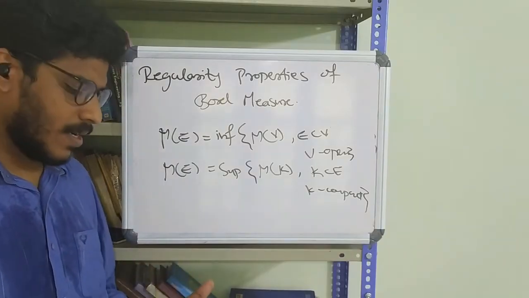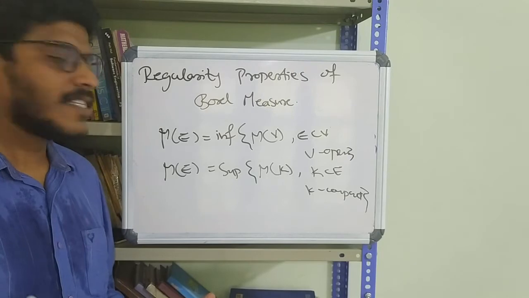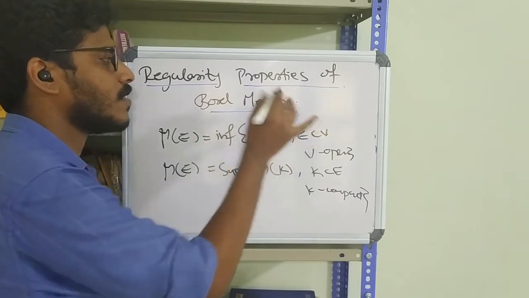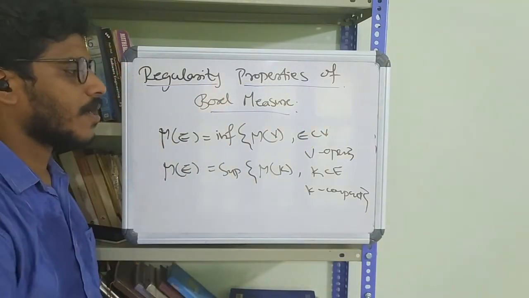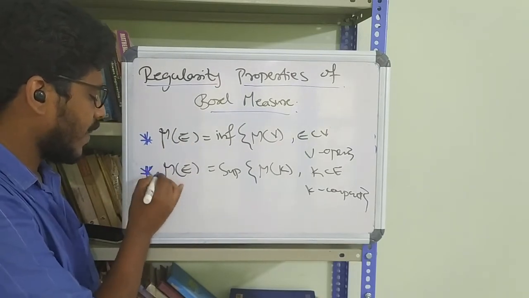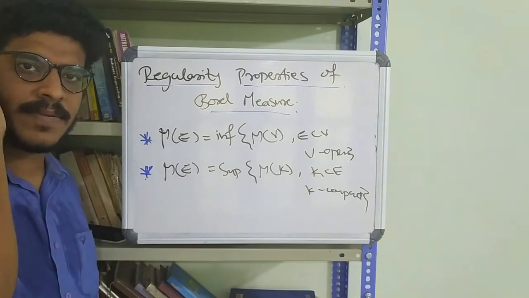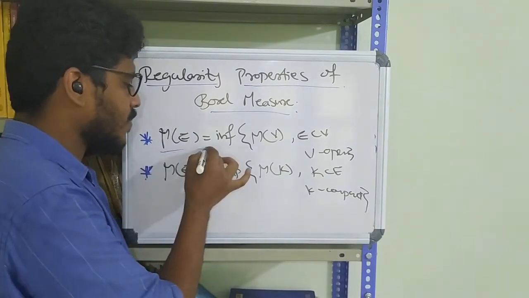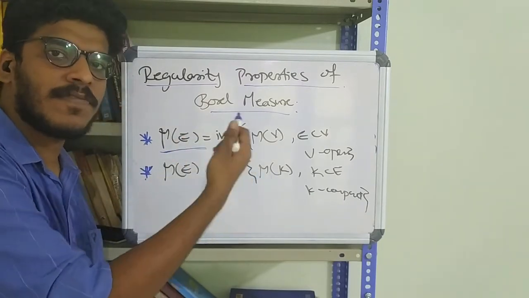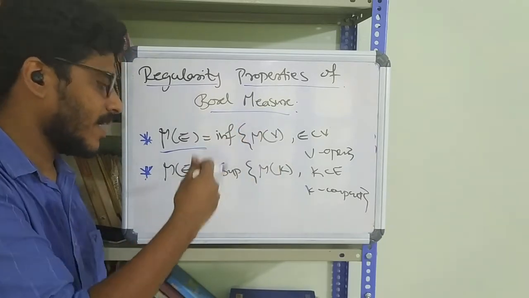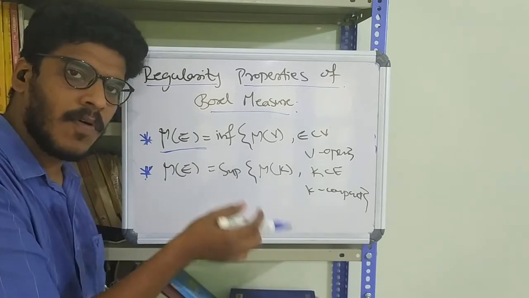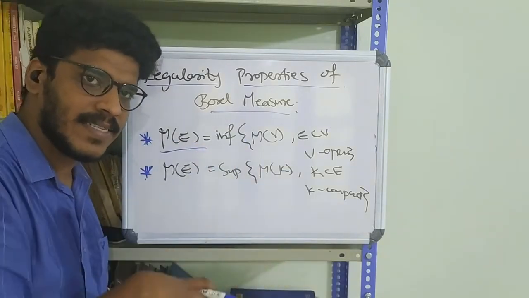That was all about the Riesz representation theorem, and now let's move to the second module of our course, which starts with the regularity properties of Borel measures. So we have seen these two expressions for the measure mu, which is ensured by the Riesz representation theorem. The measure of E can be identified as the infimum of measures of all those open sets in which E is contained, and the same measure of E can also be identified as the supremum of all those compact sets which are contained inside E.